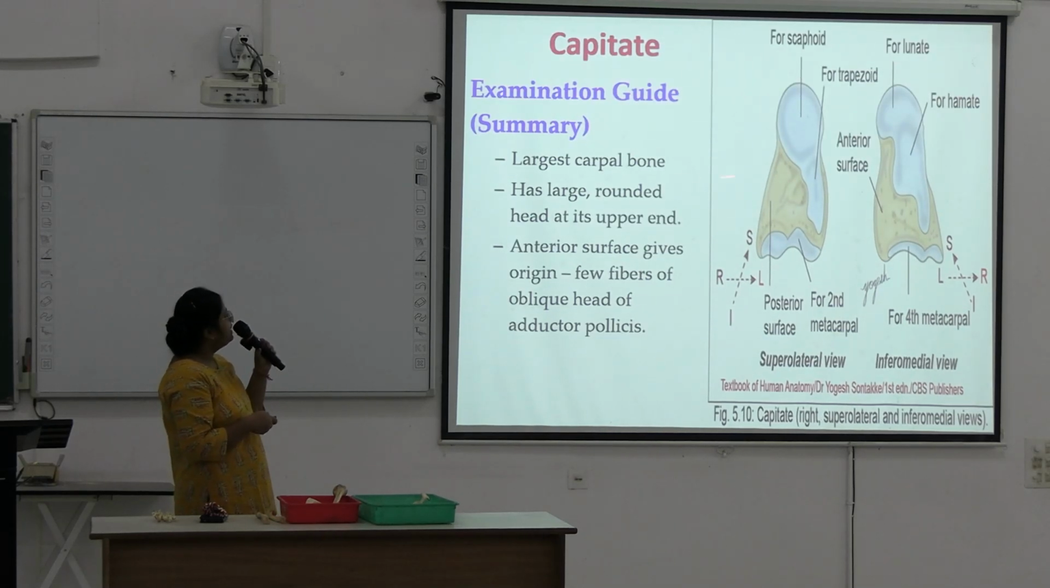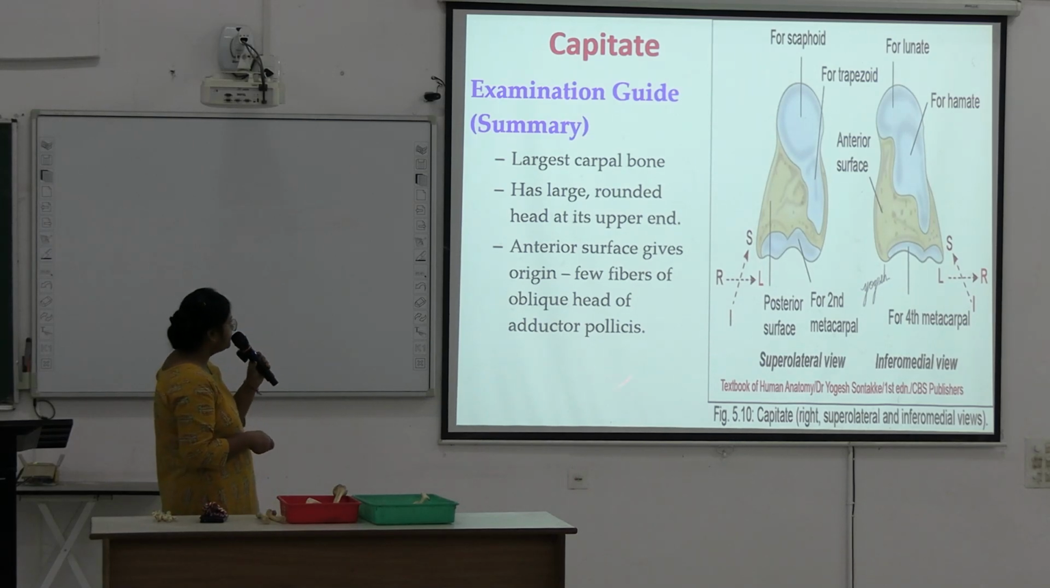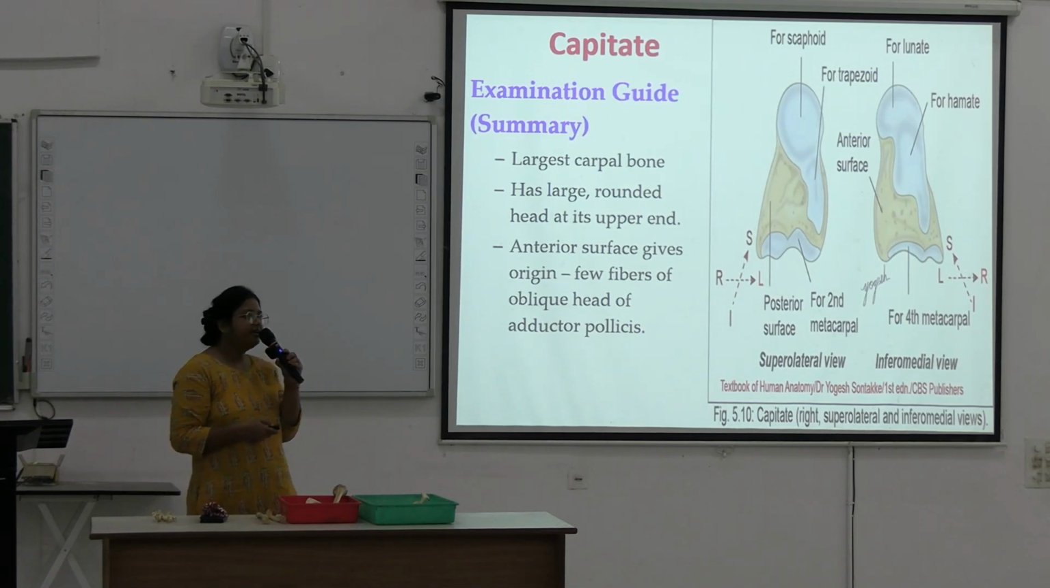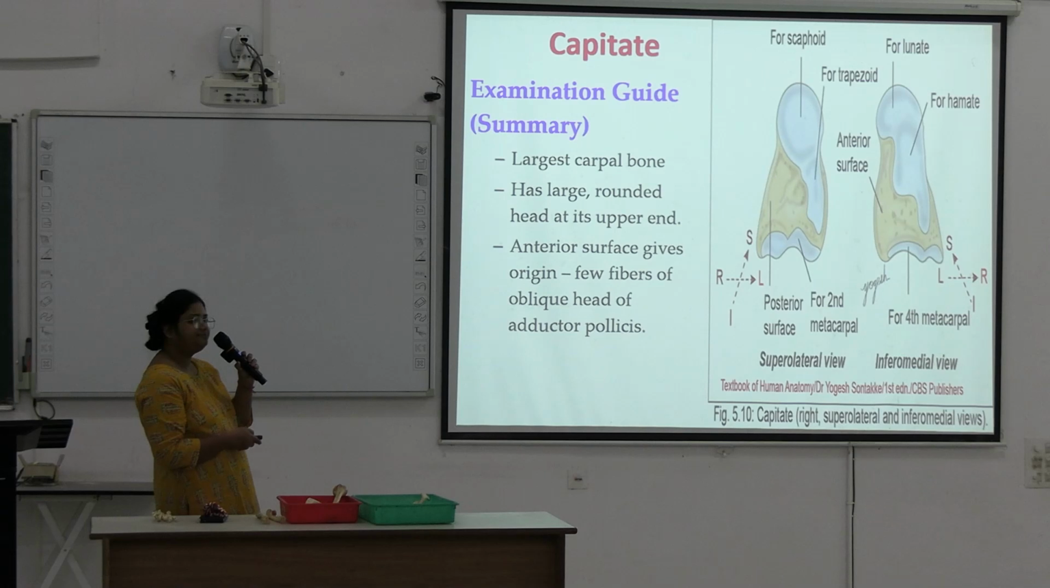So capitate is the largest carpal bone. It has a large rounded head at its upper end. Anterior surface gives origin to a few fibers of the oblique head of adductor pollicis. Okay. This is also one of the small muscles of the hand, the adductor muscle of the thumb.